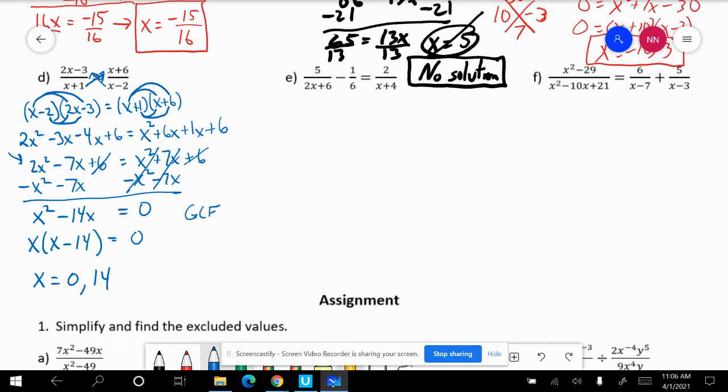Notice we're looking at our excluded values, negative 1 and 2. Both of these work, so that would be our answer.